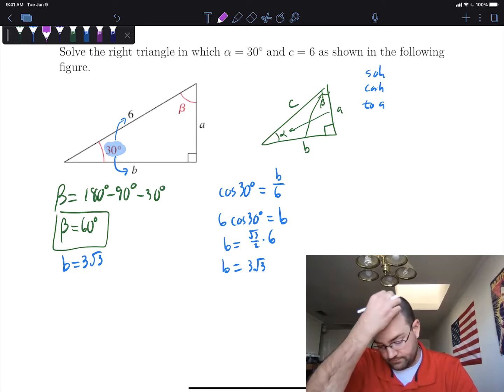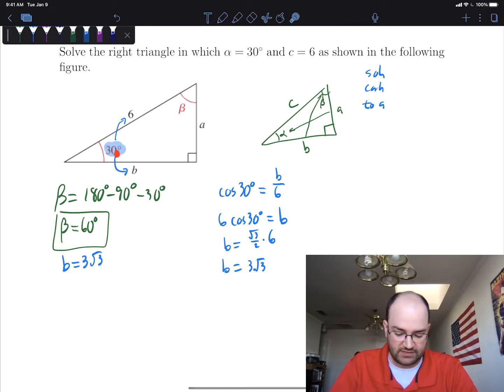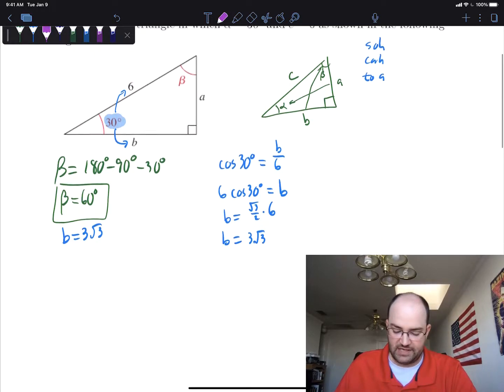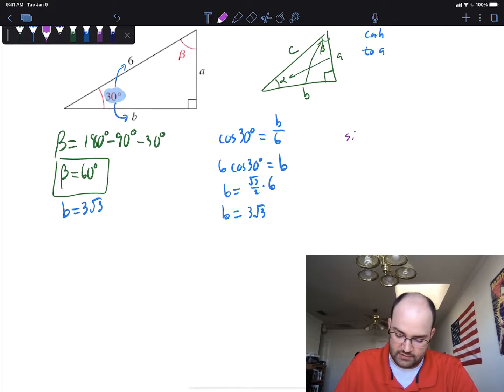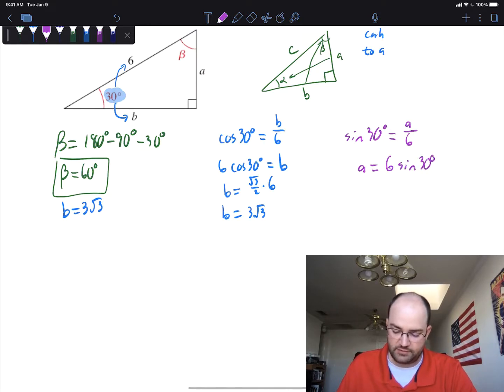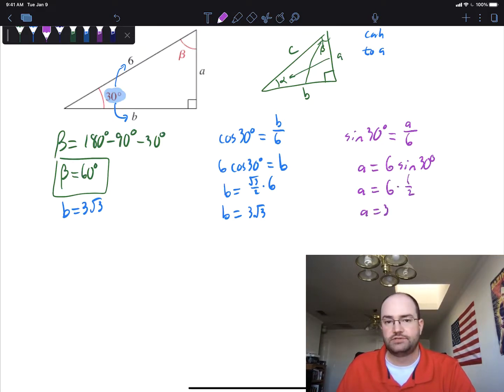Alrighty. Now, that's for cosine. The reason I chose cosine, I just wanted to find B. So if I use sine, sine is opposite over hypotenuse. Notice I don't know A, but I do know 6. So I can do this again, but this time with sine. So the sine of 30 degrees is the opposite A over the hypotenuse, 6. Multiply by 6 gives me 6 sine 30 degrees, and sine of 30 degrees is just a half. So A equals 6 times a half. So A equals 3.